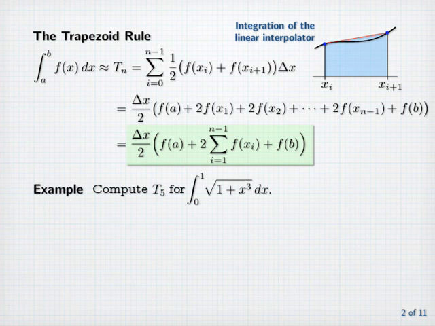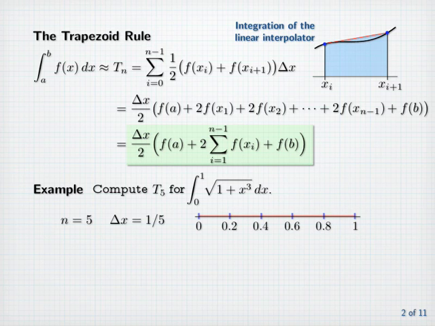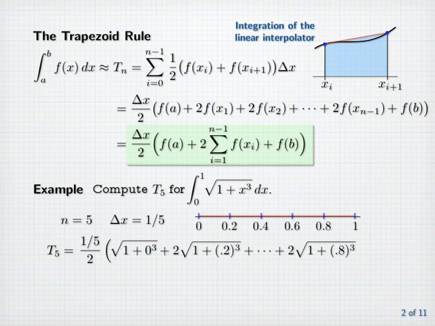Let's compute t5 for the integral from 0 to 1 of the square root of 1 plus x cubed dx. Since n equals 5, we first compute delta x equal to 1 minus 0 divided by 5, or 1/5, which is 0.2. So our function values will be computed at 0, 0.2, 0.4, 0.6, 0.8, and 1. So t5 equals 1/5 divided by 2 times the function value at 0 plus 2 times the function value at each of the numbers 0.2, 0.4, 0.6, and 0.8, and finally plus 1 times the value at 1.